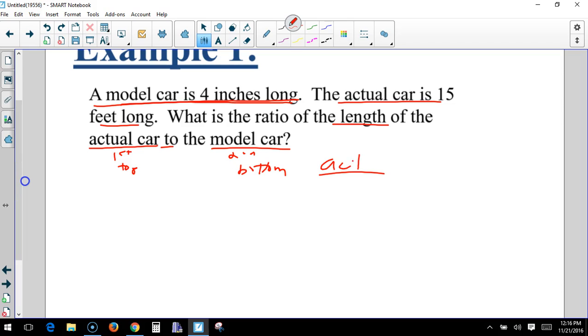And you can even do this to remind yourself of that. So the length of the actual car is 15 feet. And we want to use our words, feet, because this is only 4 inches. And then we know we're comparing feet to inches. Okay? Now, if this was worded differently, if it said model car to actual car, then we would flip it upside down, the inverse.